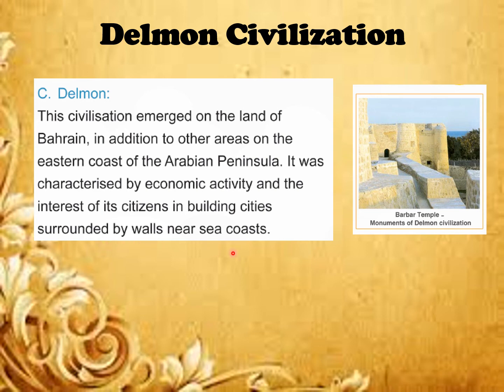And also it was near sea coasts because civilizations would need water for them to thrive. So this is from where they would get food. At the same time, it has strategic importance because they could see enemies attacking from the sea and they could protect themselves. They have features of protection in these kinds of forts, like here in the Barbar Temple.